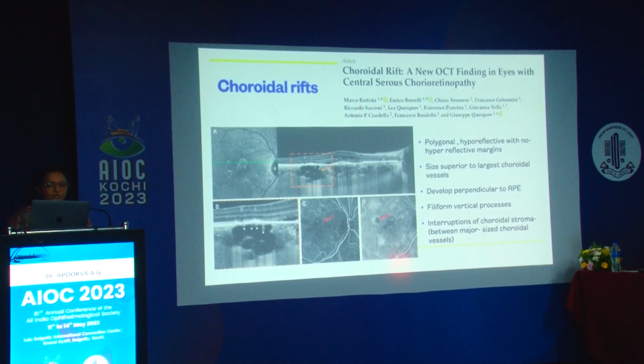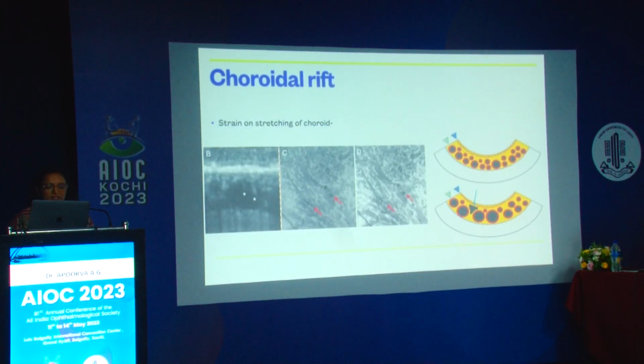Choroidal rifts are polygonal hyporeflective without hyperreflective margins, and the size is always more than the largest choroidal vessels. It develops perpendicular to the RPE and has filiform vertical processes. These are basically interruptions between the major vessels in the choroidal stroma. So there is a strain because of stretching, because of the fullness of the choroid or the congestion of the choroid, and these develop rifts in between the large choroidal vessels like we can see here.